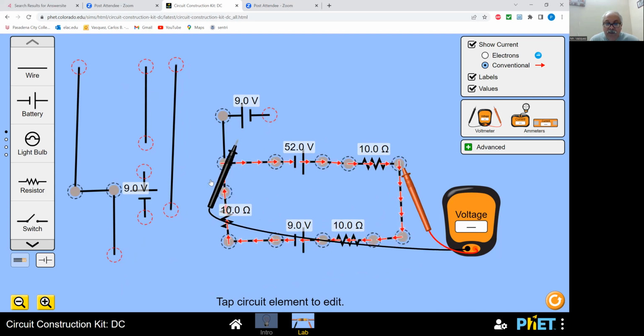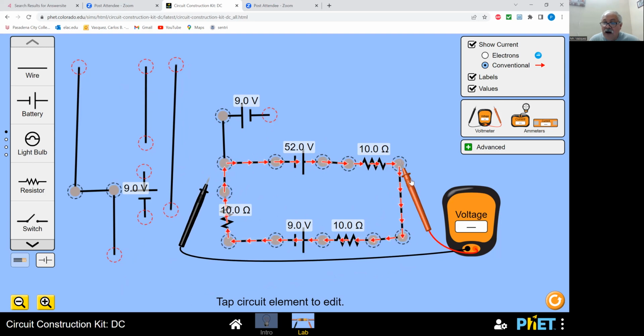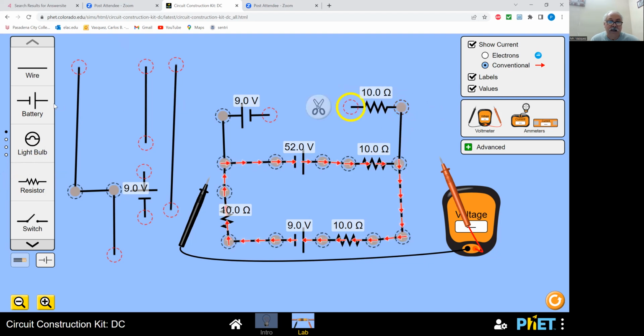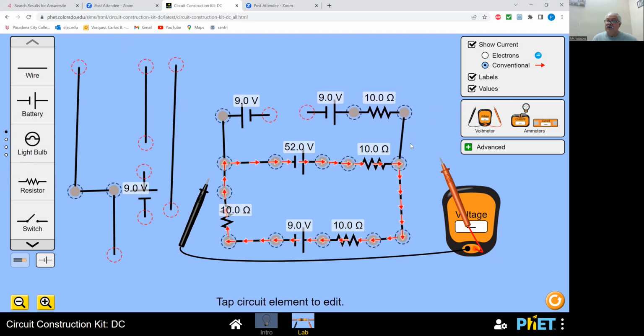Perfect. Now, what happens if we add a battery at the highest point, which is this one? Let's do it. Let's add a battery. Also, we can add a resistor. Look, imagine that we have a resistor too. A resistor and a battery. Okay, we have this situation.